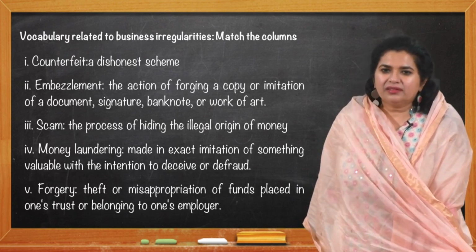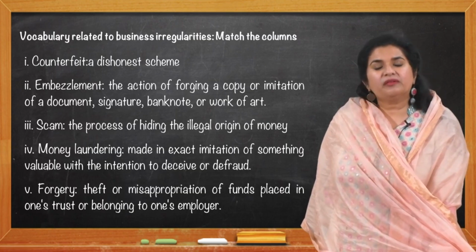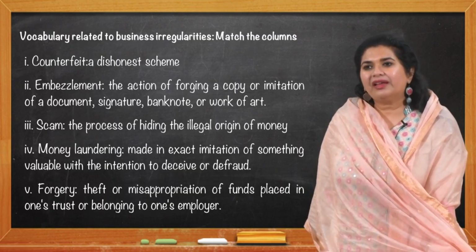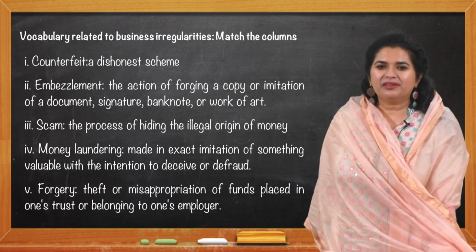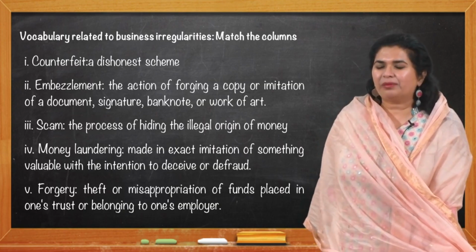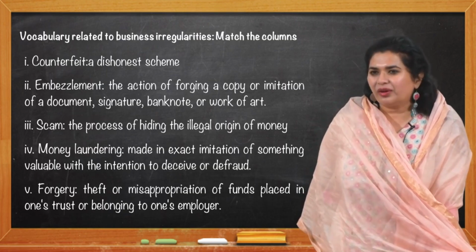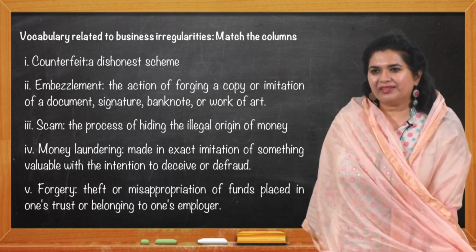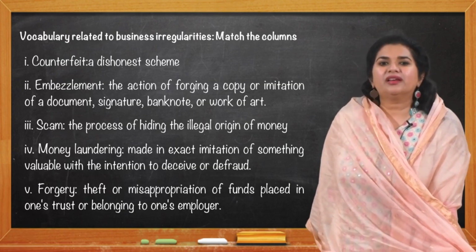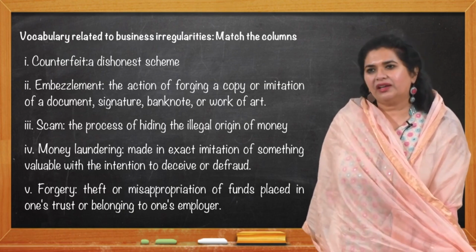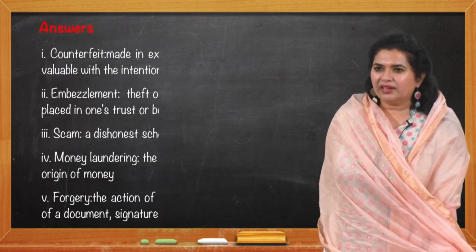Now, see, this is an exercise that you may find very interesting. You have to match the exact meanings. Because they deal with business irregularities and malpractice, they all look alike, they all seem alike, but that is not really so. You have to look for the most specific kind of response to these terms. Here are your answers.